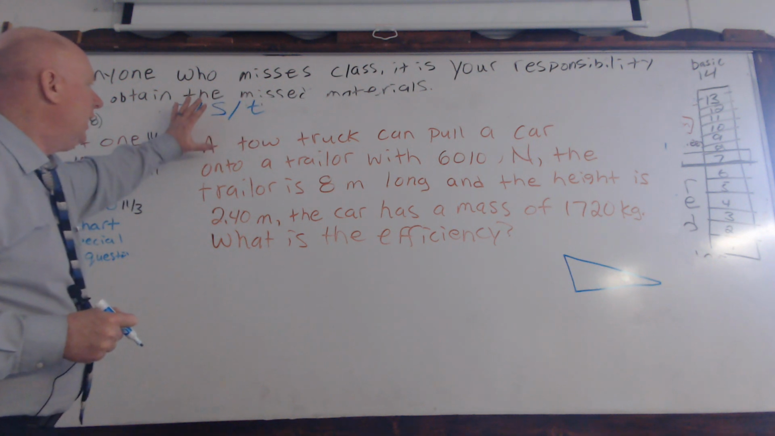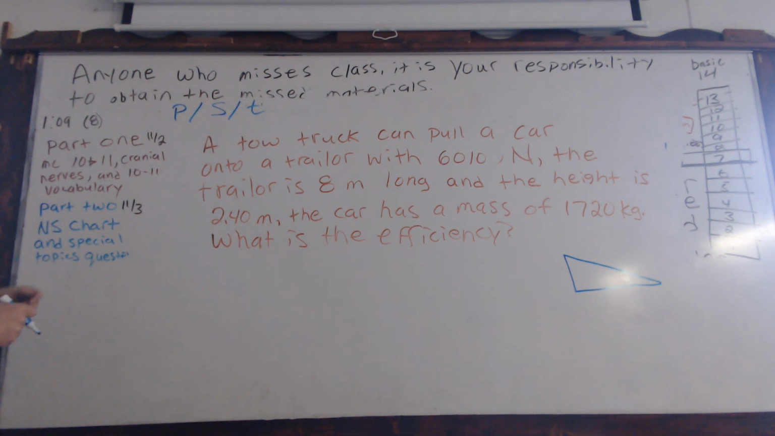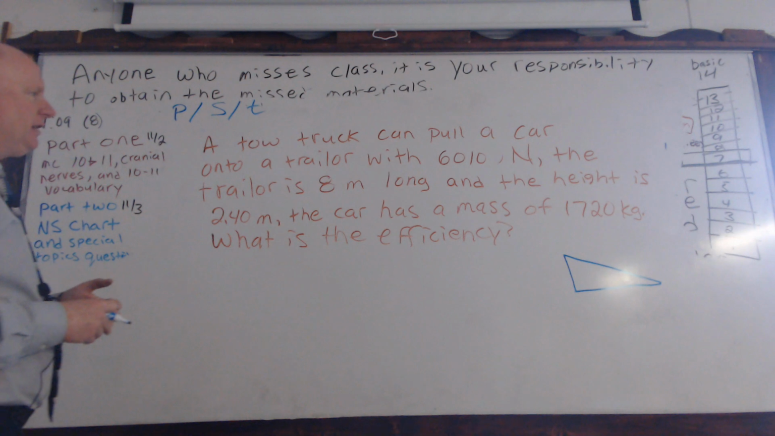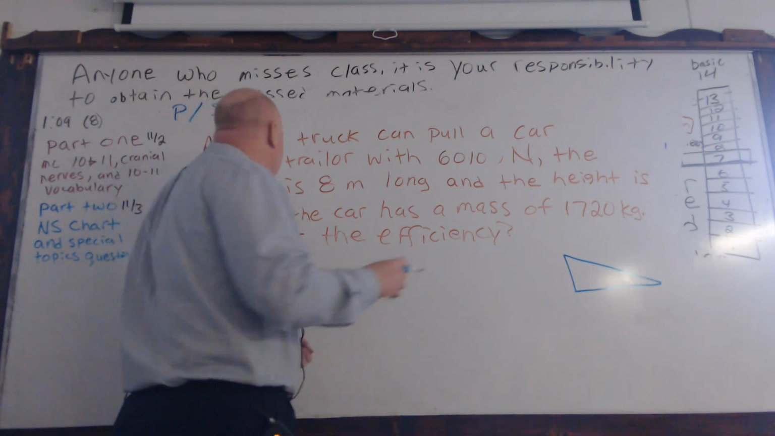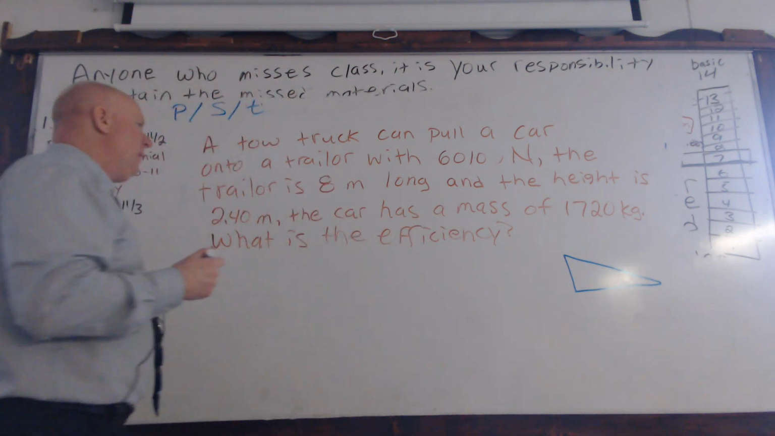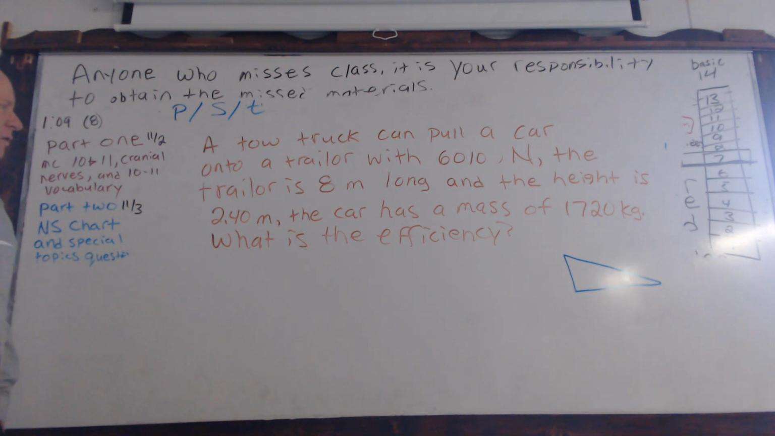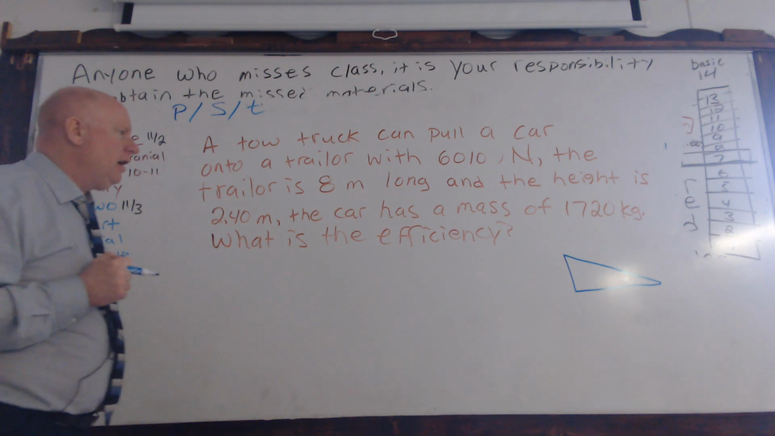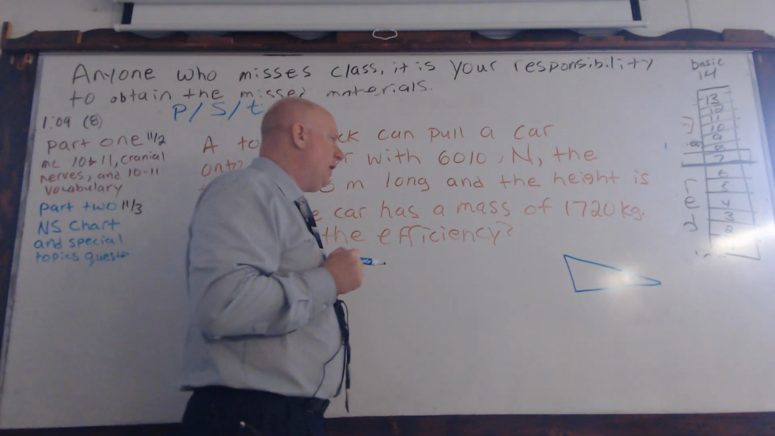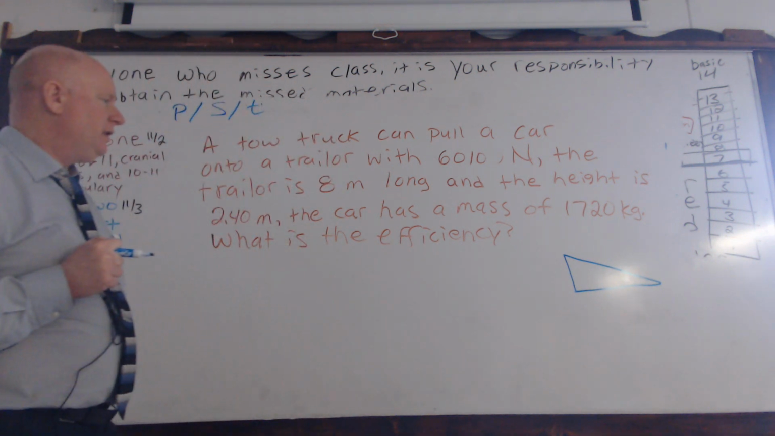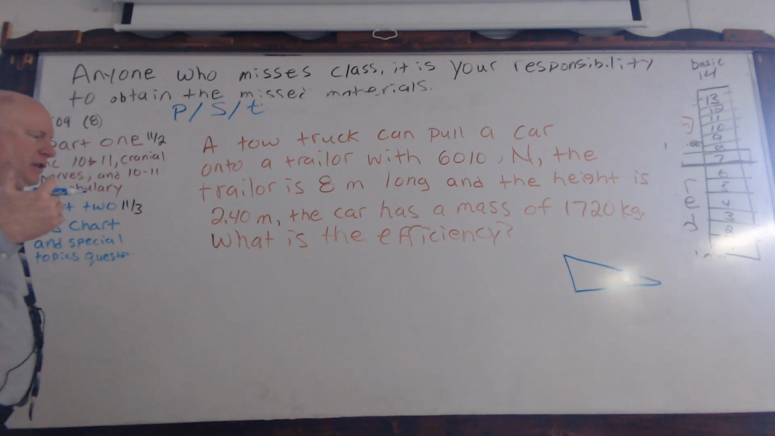My mistake. Okay, a tow truck can pull a car onto a trailer with 6,010 newtons. The trailer is 8 meters long, and the height is 2.4 meters, 2.40. The car has a mass of 1720 kilograms. So what is the efficiency of this machine?